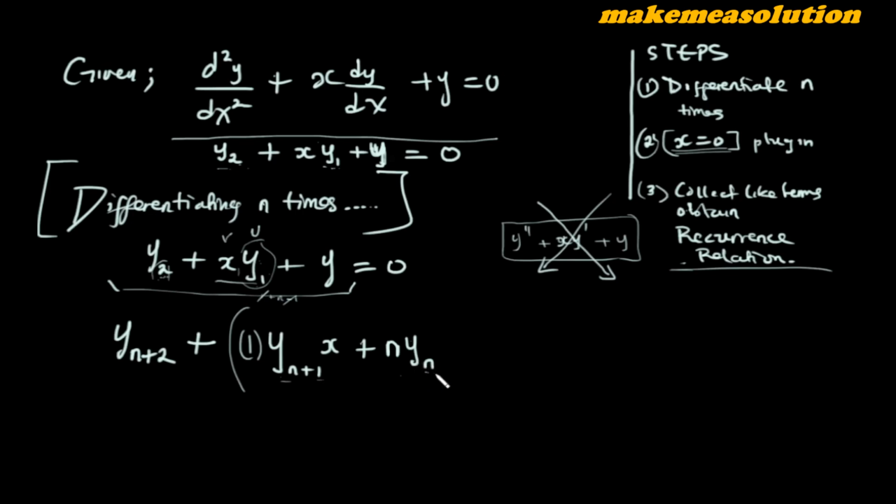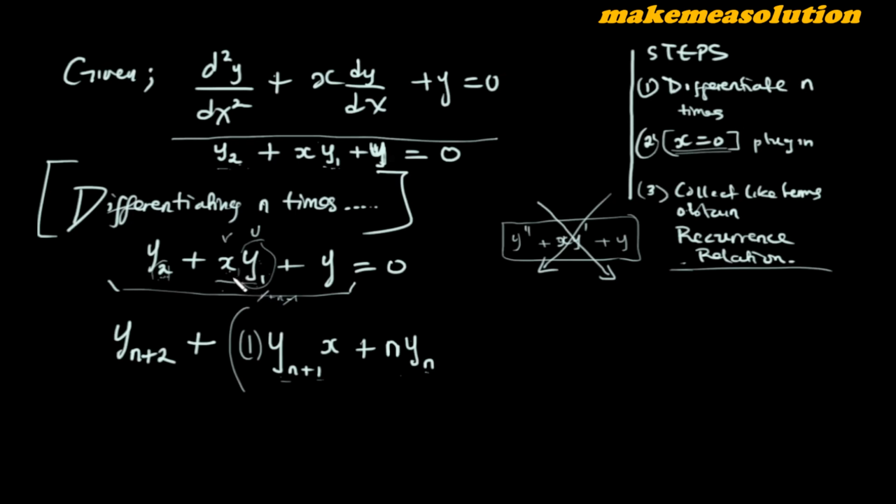So I've differentiated this one n minus 1 times. After differentiating this one n minus 1 times, then you have to what? Differentiate this one 1 time, so that n minus 1 plus 1 will give you n. Remember, the number of times you differentiate v plus the number of times you differentiate u in each term must add up to n.